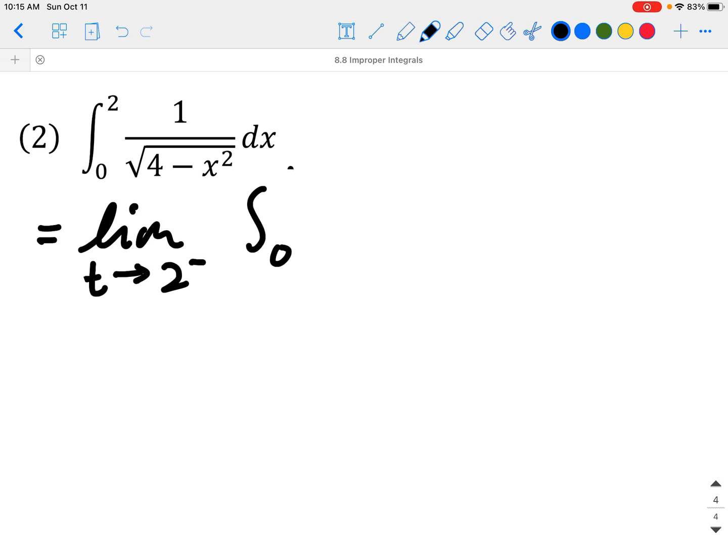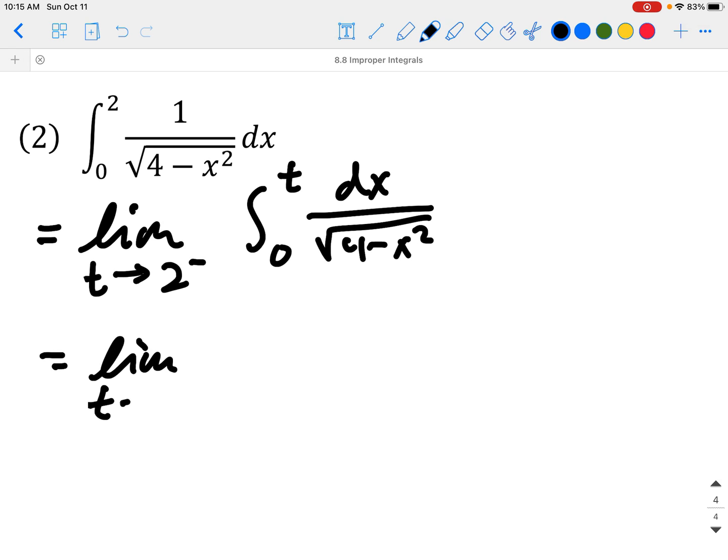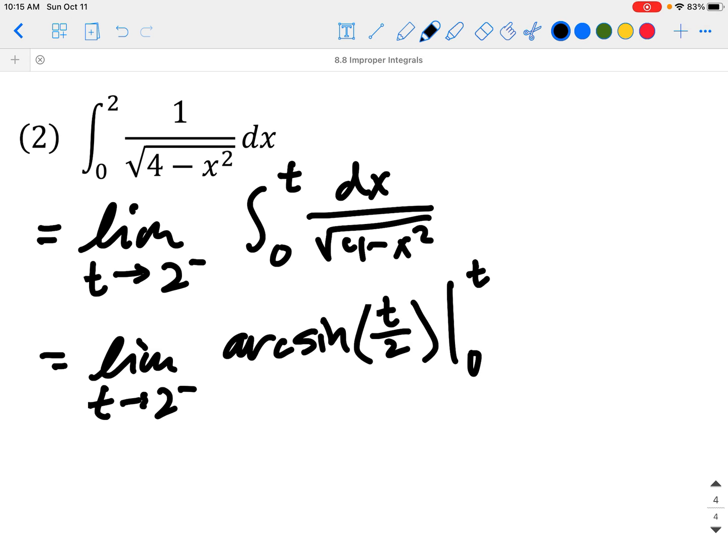And then we'll have the integral from 0 to t dx over rad 4 minus x squared. And we can see that this is going to be an arcsine function. So we'll have the limit as t approaches 2 from the left of arcsine of x over 2. And then we'll have to evaluate it at t and at 0.